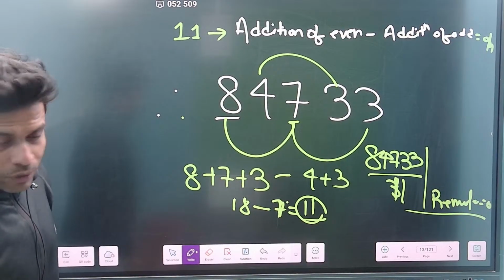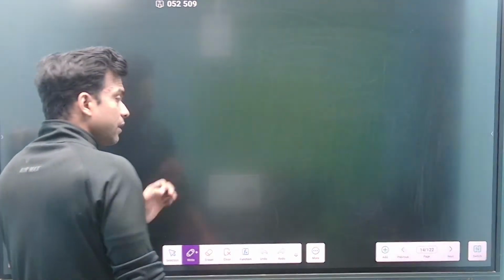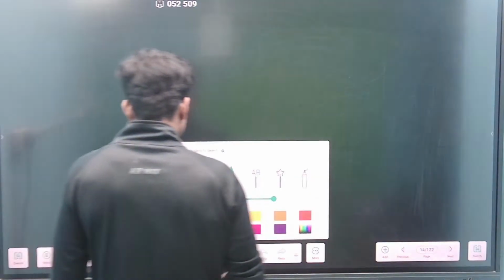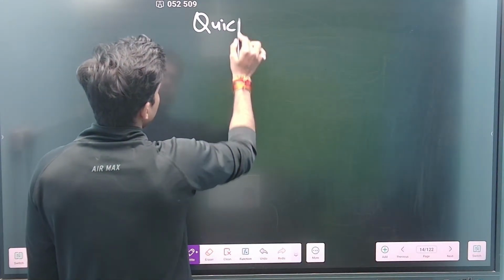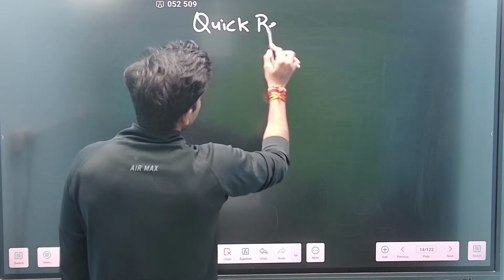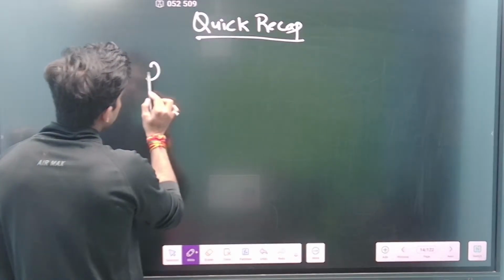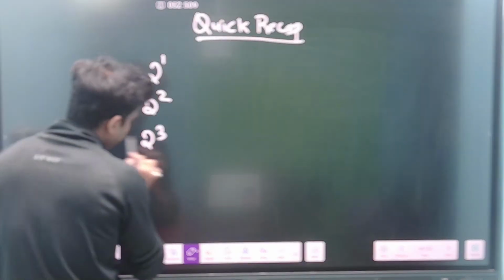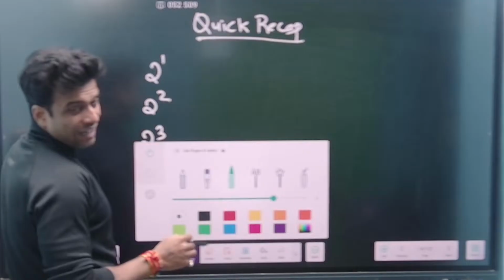So if we take a quick recap, I would say everyone should learn in this class only. Do not go to other classes to find out. Learn in this class only. Now for the quick recap: if I write 2 to the power 1, 2 to the power 2, 2 to the power 3, correct? Now you can say that the power gives you the exact divisibility rule.